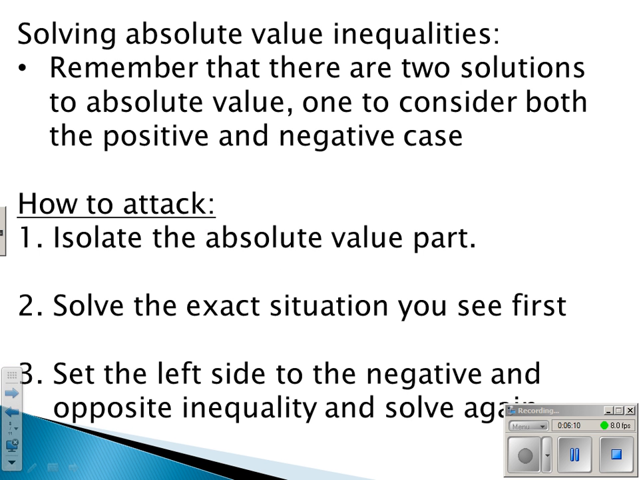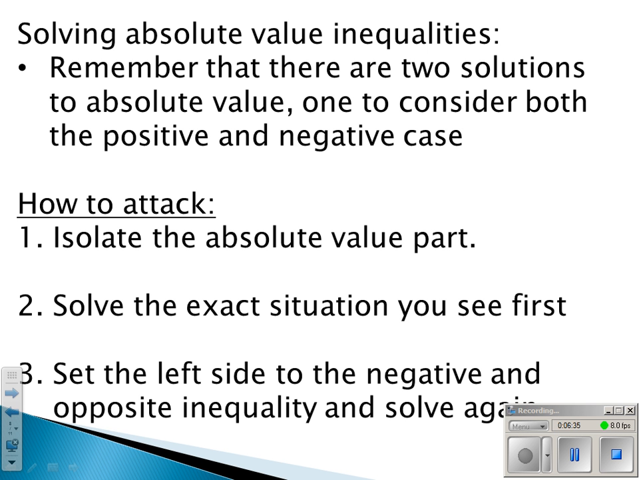Another topic that's going to be dealt with in this section of the chapter is solving absolute value inequalities. Remember that there are two solutions to absolute value, one to consider both the positive and negative case. Now, how do you deal with setting that up? First, you're going to isolate that absolute value part. Sometimes you won't have to do that, but in other cases you will, so you'll just have to take a look at it and see.